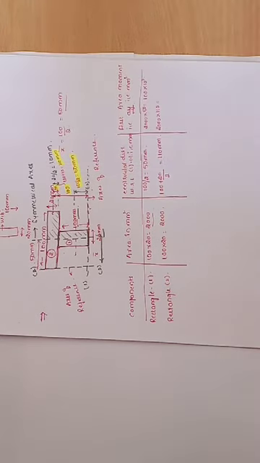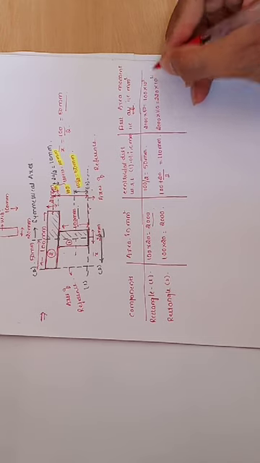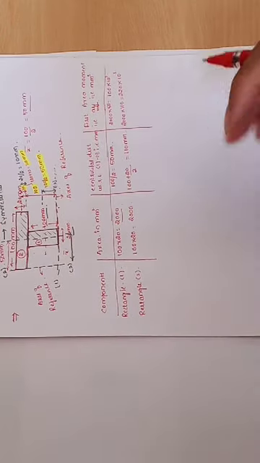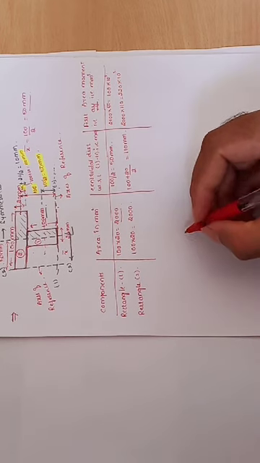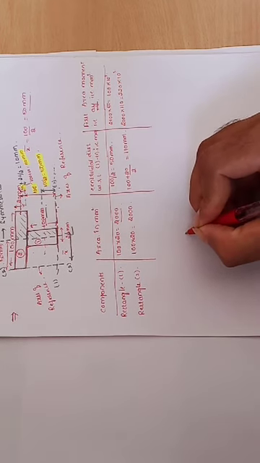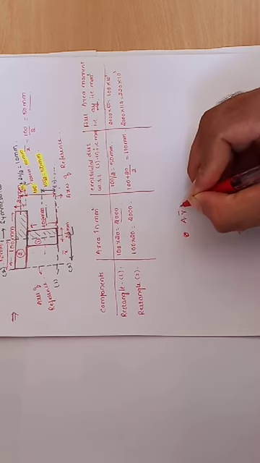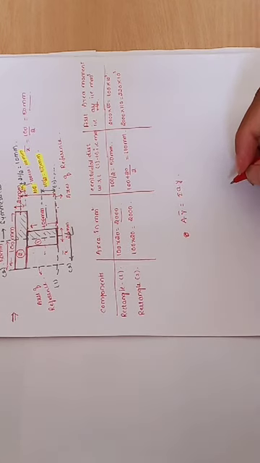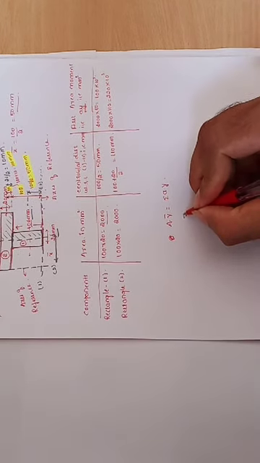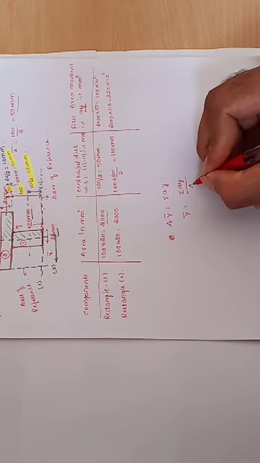So 220 into 10 raised to 3. Then how will you calculate with reference to the definition of your moment of inertia? So that will be A into y bar, which is equal to summation of A into y. So your y bar is equal to summation of AY divided by the total area.